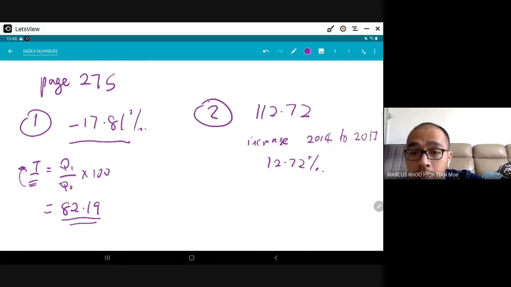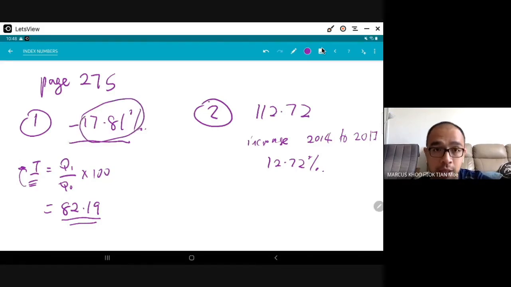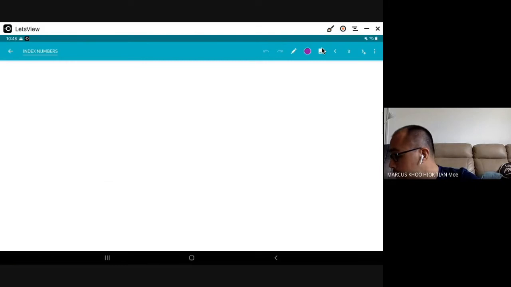Deborah said the number of registered vehicles decreased by 17.81% from 2015 to 2017. Very good. So this 17.81 is the interpretation, a decrease from 2015 to 2017. So we must not just know how to count the index number, we must also know how to interpret it. Okay, let's try number 3. Number 3 is like example 2.